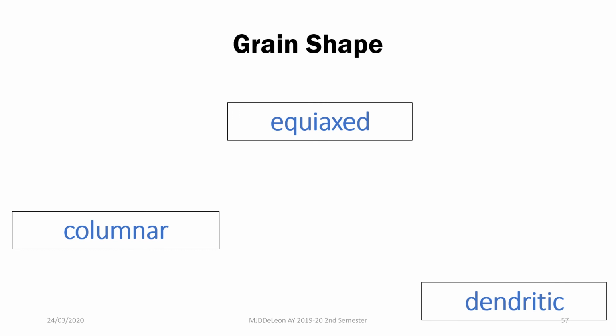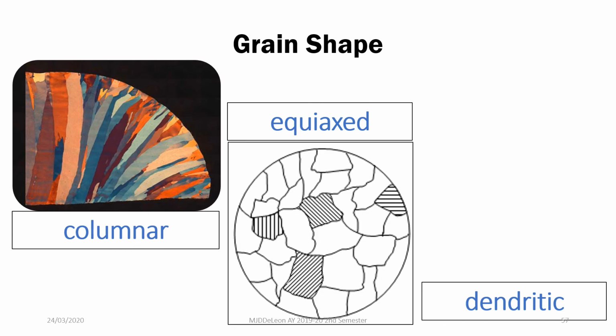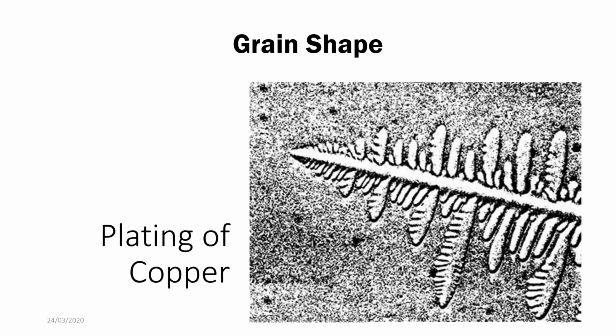So pwede tayong magkaroon ng columnar grains. Meron tayo yung equiaxed grains, so medyo yan yung pabilog na. And meron tayong dendritic grains. So yung dendritic grains, para siyang puno na nag-branch out from your branches. So para siyang dendrites, pine needles, parang ganyan yung shape niya. So yung dendrites natin, nakita natin yan, for example, in the plating of our copper.